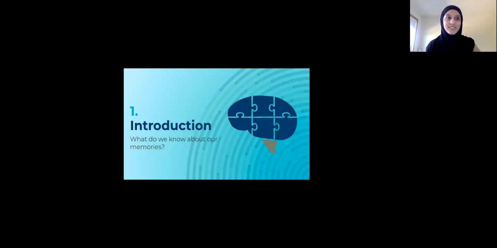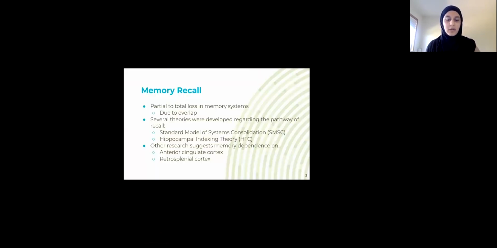Introduction. So first and foremost, what do we know about our memories? Well, memory recall is known as a partial to total loss of information in memory systems, which may involve recalling distorted events or details. This error is primarily due to interference from concurrent overlap. When one memory is accidentally linked to another to produce a connection between two independent situations, memory traces overlap.